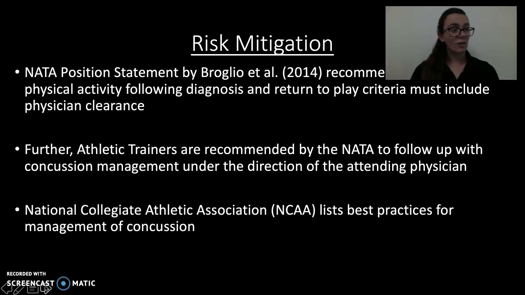All of the data, all of the stuff as far as the NATA and the NCAA, they're very explicit in requiring physician evaluation and clearance, which was not conducted in this event at all. Unfortunately, the athlete was very inappropriately referred to underqualified medical staff, which made the return to play clearance, which led to this athlete's premature return to play.